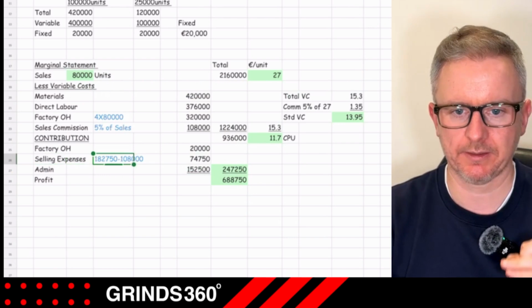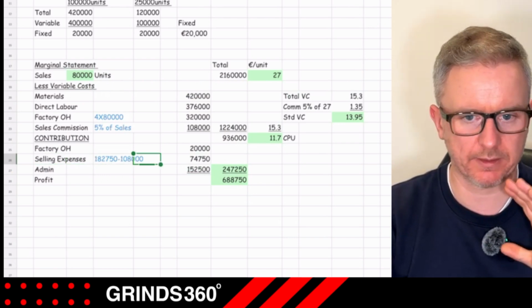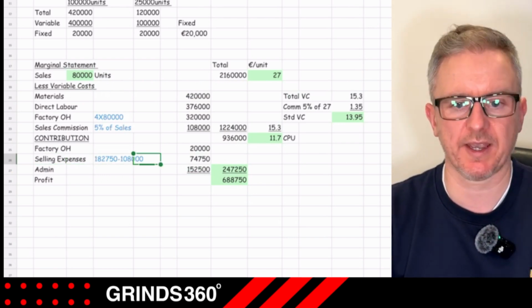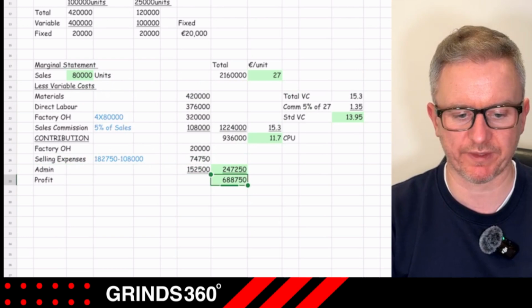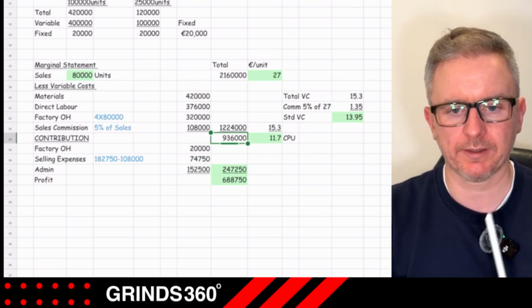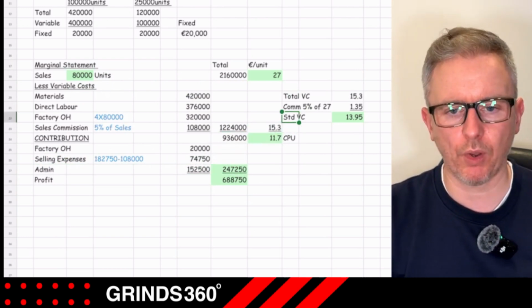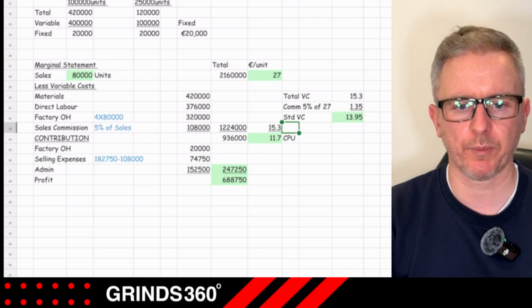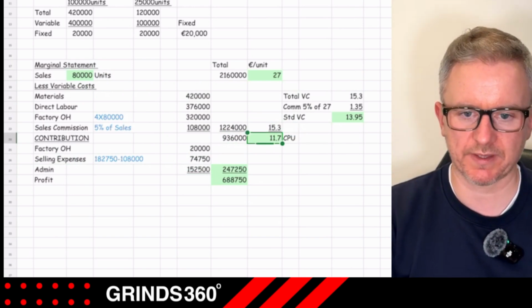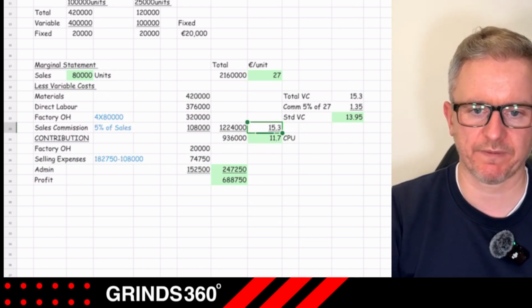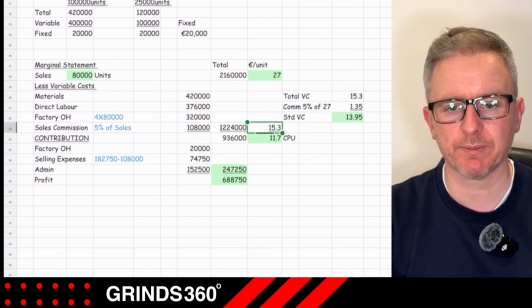Leaving in the commission in the selling expense is going to be a disaster for you because this isn't going to match up with your profit figure then. The other thing that happens is you do all of this hard work, you get everything set up, and you don't use the CPU. You end up using that €15.30. Please, please, please watch that.